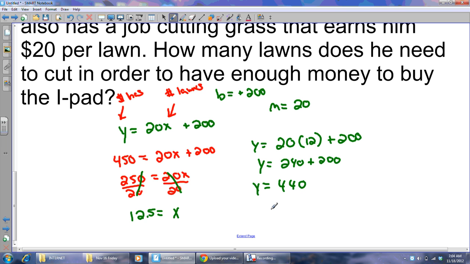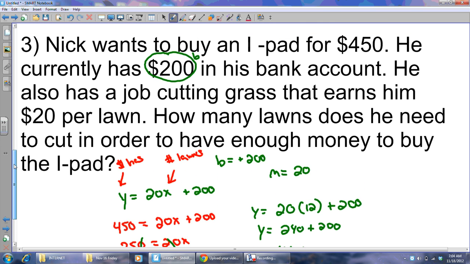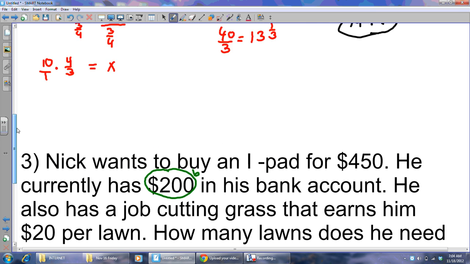He'll need a 13th lawn, and let's see how much money he'll have with the 13th lawn. Looks like y is going to be 260 plus 200, which will be $460. He'll have just enough money to buy it. We're not accounting for tax. So the correct answer would be he has to cut 13 lawns. But notice it's all just linear equations, slope and y equals mx plus b.